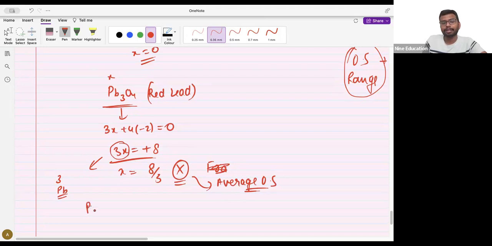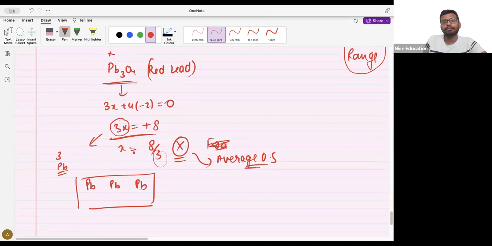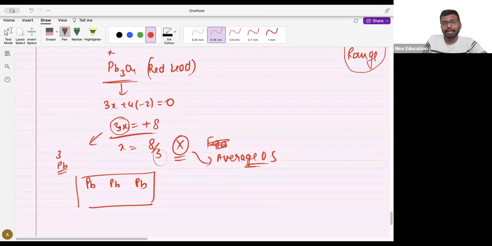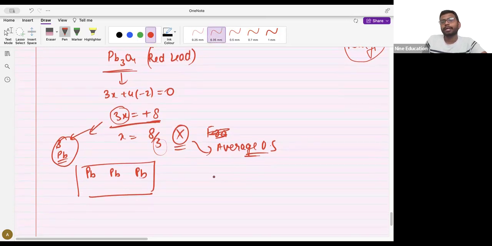3 leads means 1 lead, 2 lead and 3 lead. And he is finding me the average of all the 3. He is telling me that 3x, the total charge on 3 lead, should be +8.